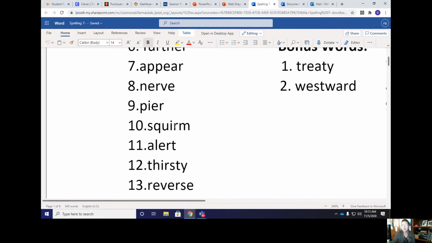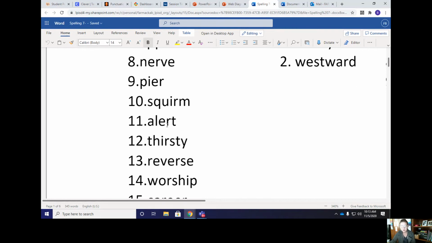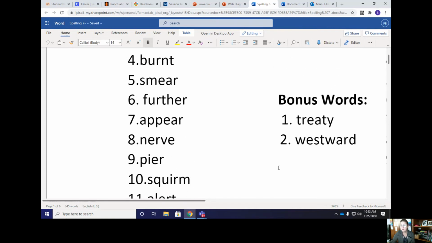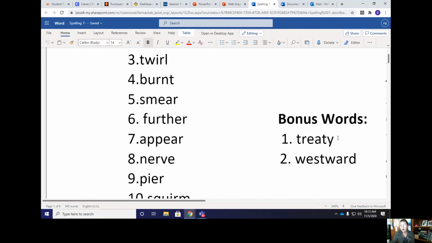And then there's number 10, which is squirm. Squirm. Number 11 is alert. Alert. Number 12 is thirsty. Thirsty. Number 13 is reverse. Reverse. Number 14 is worship. Worship. And number 15 is career. Career. And then your 2 bonus words this week are treaty, and westward. Westward is 1 word.